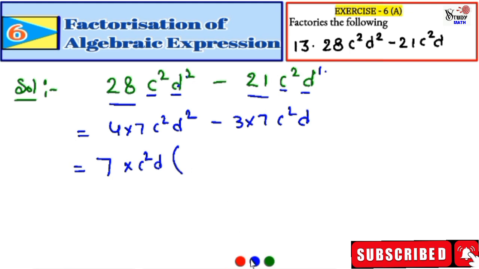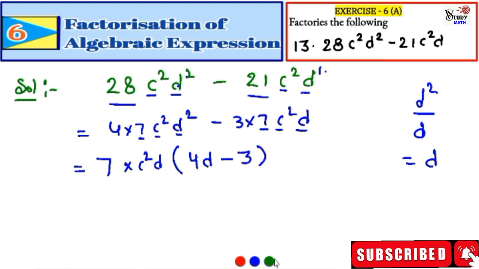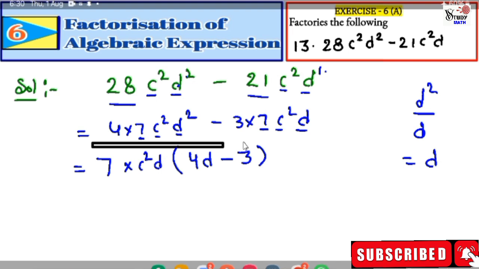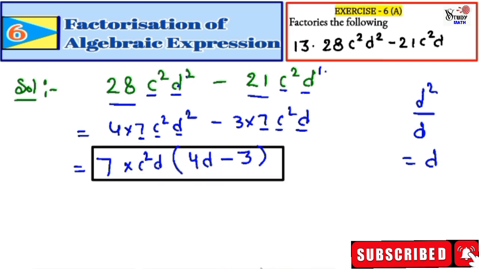So what is remaining here? This, and from d square, if I am taking d as common, what is remaining? d is remaining here. So we have only 4d here, and from here this 7, this c square and this d is taken as common. So what is remaining without common? Without common is 3 here, and this is the answer. So this is the direct approach we can apply here, and I think this is the best way. You have to understand how to apply the direct approach to solve this question.